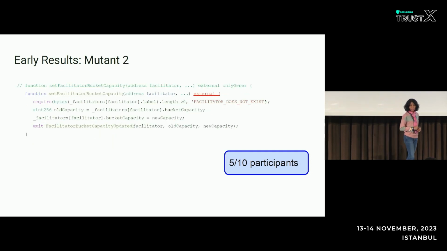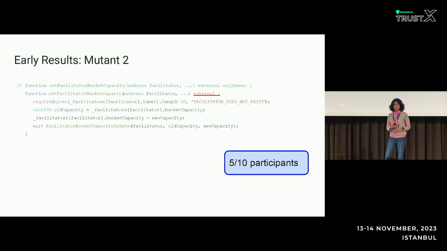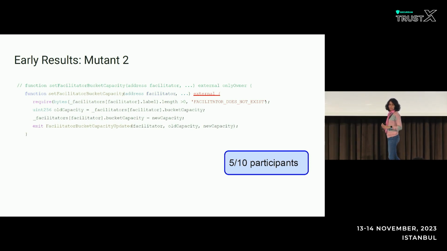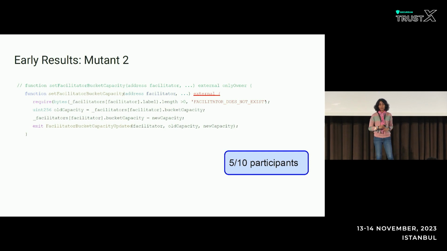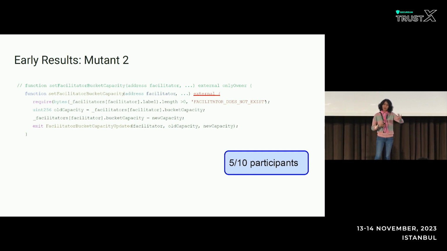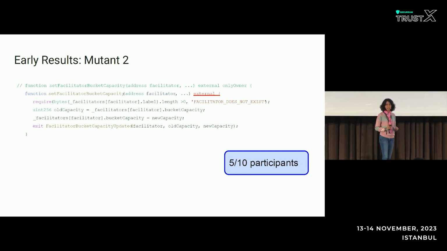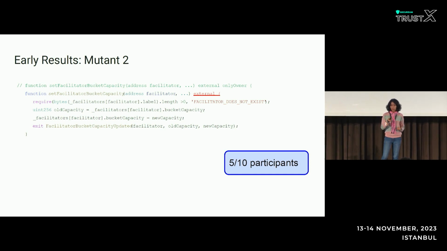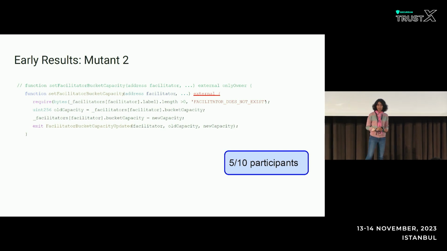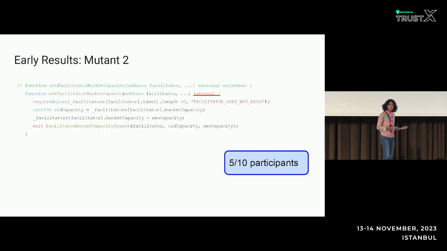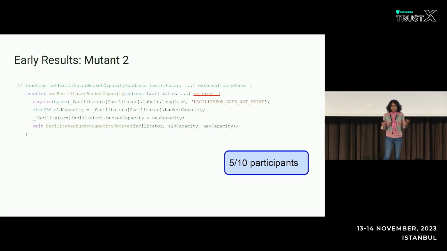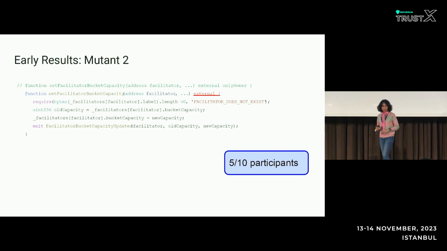Here's another one. In this case, we just changed the code to remove a role from the function. The function body doesn't actually matter. The main difference that is important here is that we just removed the only owner part from the top of the function declaration over there. And it turns out that this was actually easier to catch. Apparently, 5 people were able to write a rule that would catch this one.